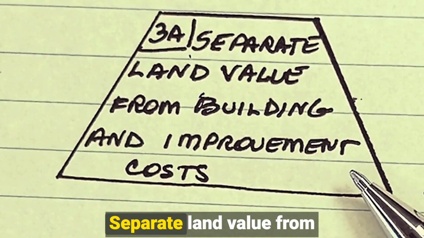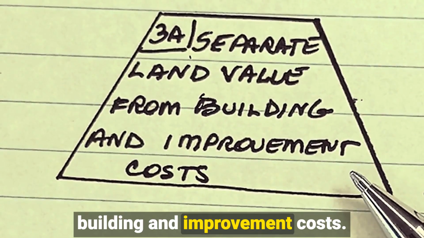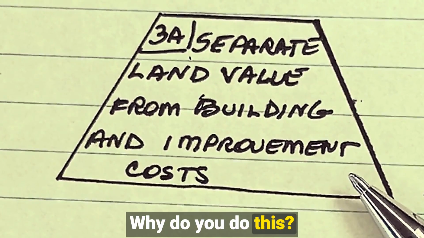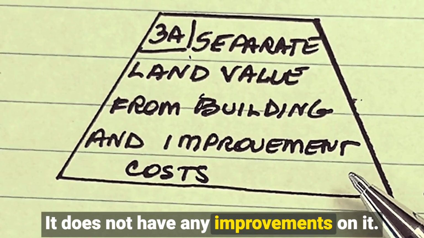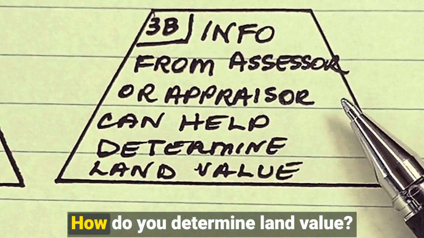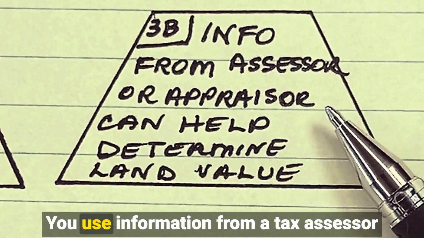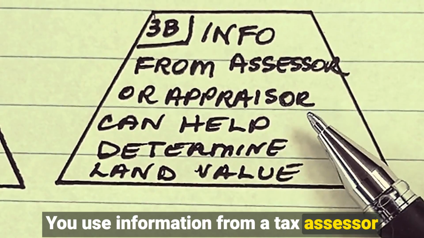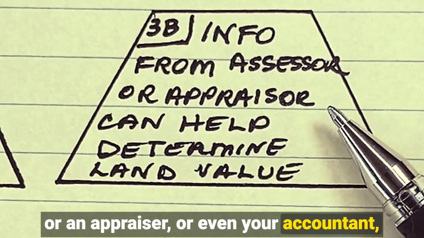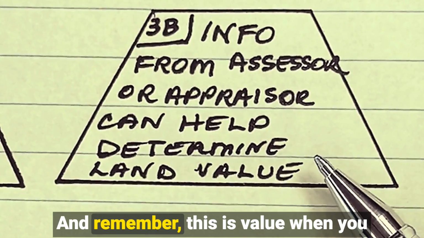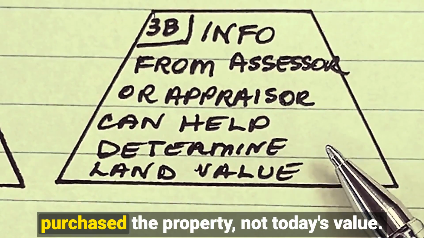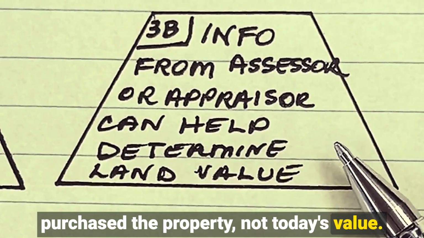Number 3A, separate land value from building and improvement costs. Why do you do this? It's because you cannot depreciate land. It does not have any improvements on it. 3B, how do you determine land value? You use information from a tax assessor or an appraiser or even your accountant, and that helps determine land value. And remember, this is value when you purchase the property, not today's value.